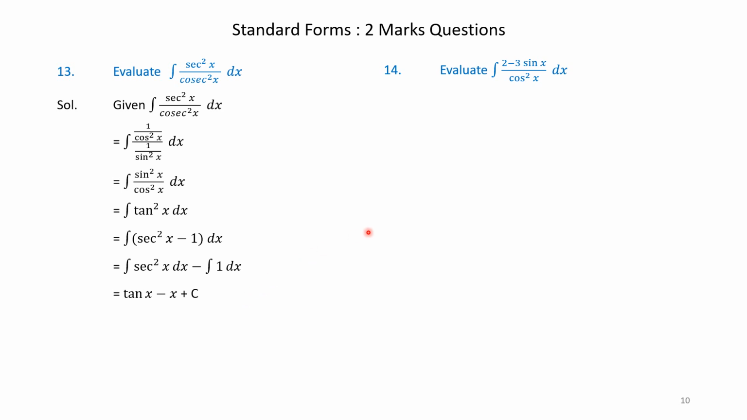Question number 14. Evaluate the integral of 2 minus 3 sin x divided by cos squared x dx. Let us solve it. Given the integral of 2 minus 3 sin x divided by cos squared x dx, separating this, we get the integral of 2 by cos squared x dx minus 3 sin x divided by cos squared x.